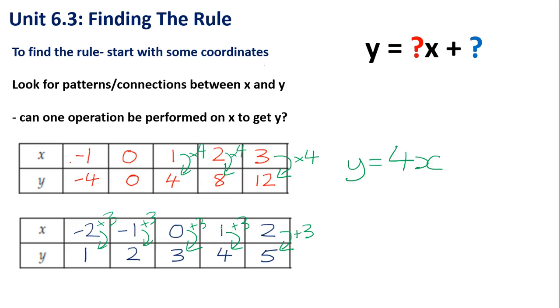We could say 1 times 4 is 4, but 2 times 4 is 8. That doesn't fit. 0 times 4 is 0. So the rule has to fit each of the values that we've got. So the rule, when we write it, would be y equals x plus 3, because the x value, 3 is added on to get to the y value.